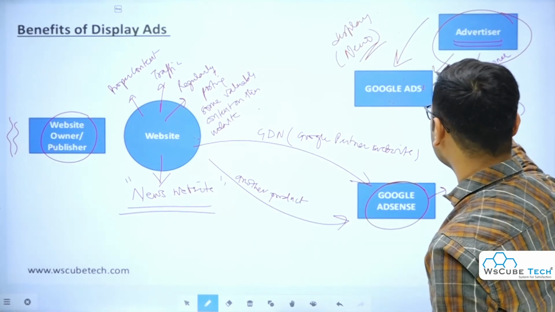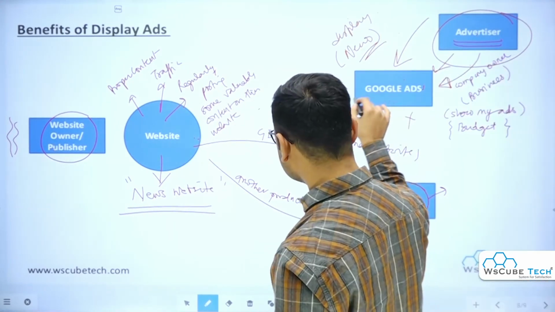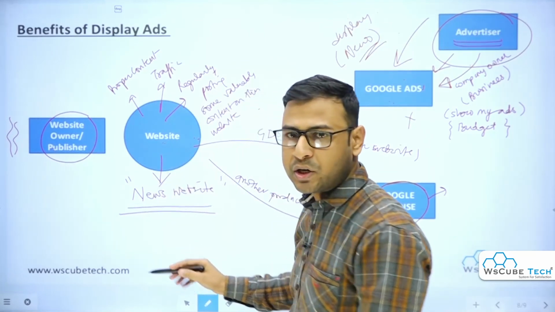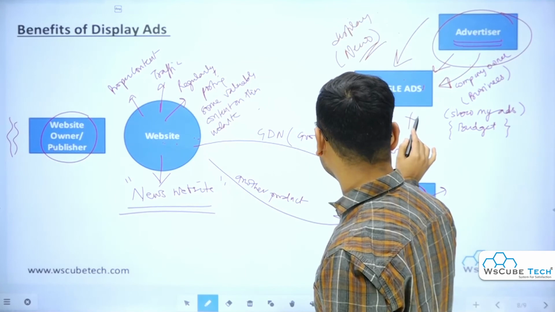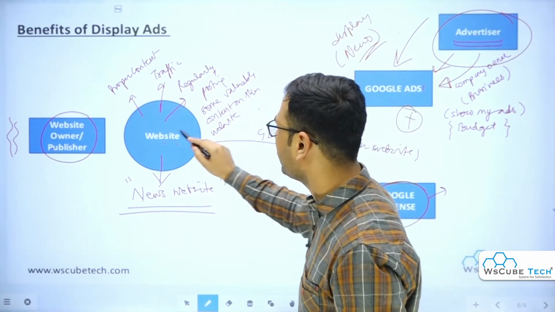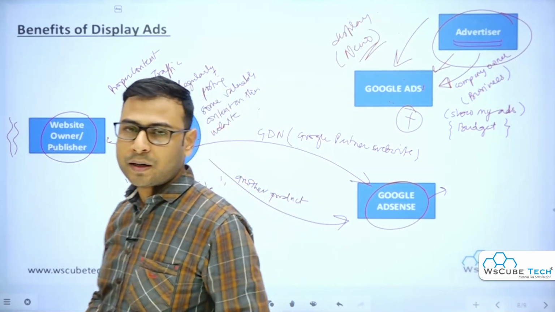Now the advertiser is paying something. Let's say the advertiser is paying some X amount. Since this website is getting impressions and clicks, some percentage of this X amount will be given to the website owner. This is how the complete display advertisement ecosystem works.